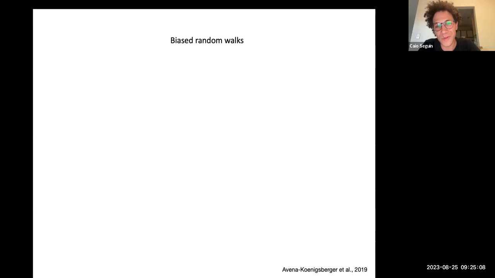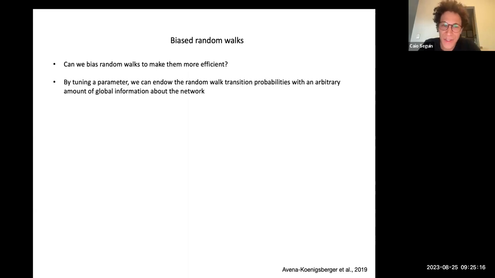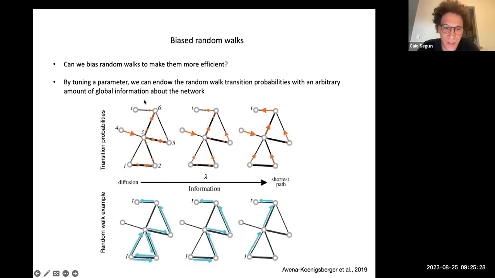The last example is a biased random walk, which essentially has a free parameter, and you can control this parameter to decide how much information you're going to endow your system with. So in this example, this is your network. You're starting from node 1 and you want to get to node T, right? These orange arrows denote the transition probabilities of a biased random walk. Here, we are not introducing any bias to the system, so this is just going to behave like a normal random walk.